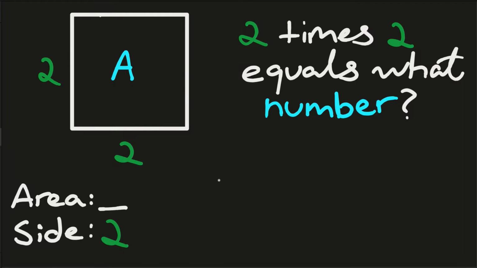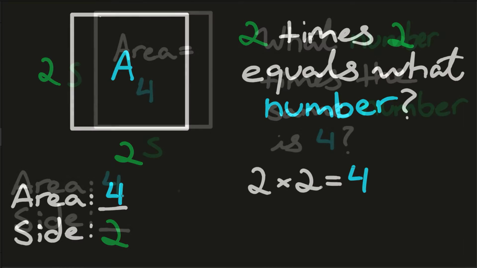Suppose that we have a square with a side length of 2, and we want to find its area. The question we're really asking is, 2 times 2 equals what number? 2 times 2 equals 4, meaning that the area of this square is 4.